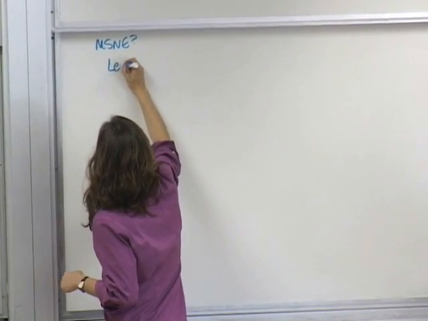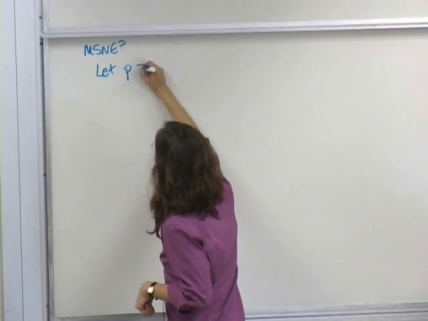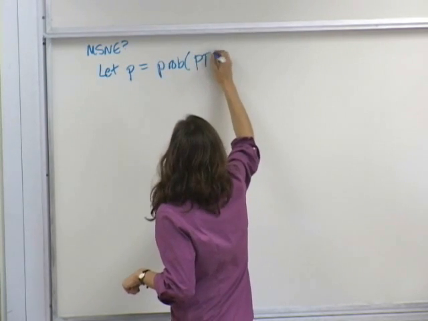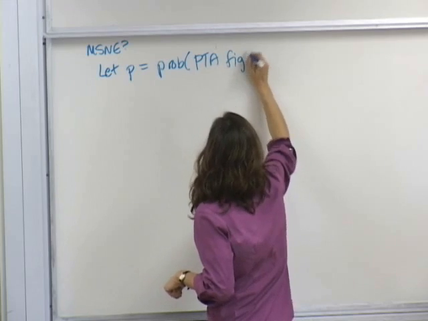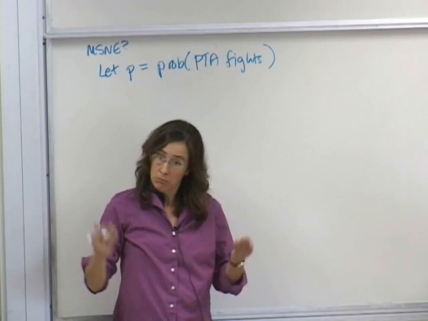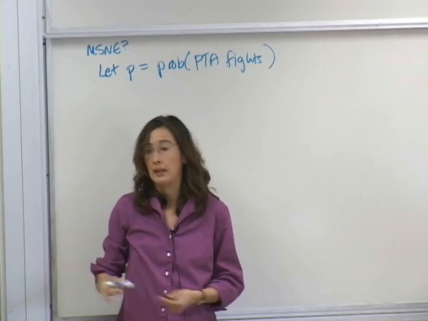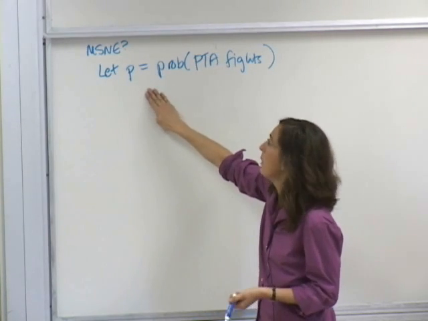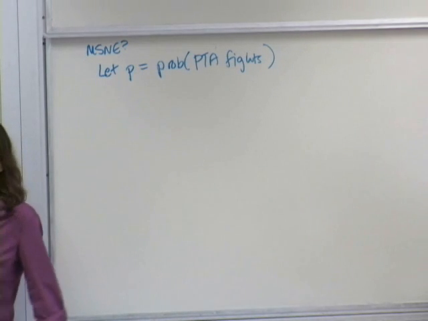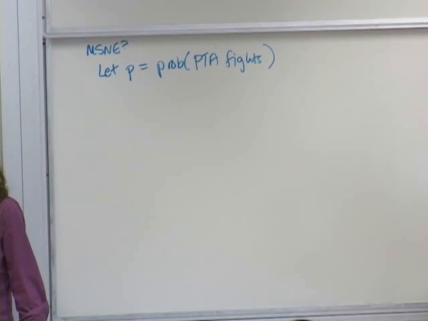What am I looking for? I'm looking for a probability. I'm going to say let P be the probability that the PTA fights. Okay, and I know how to find the value of P. If this P is in equilibrium, it's got to be the value that makes the Chamber of Commerce exactly indifferent between fighting and not fighting.